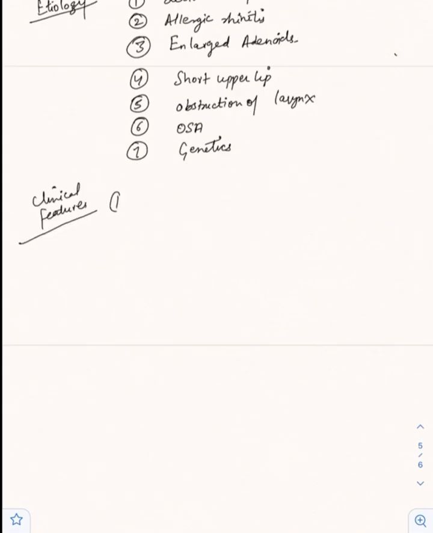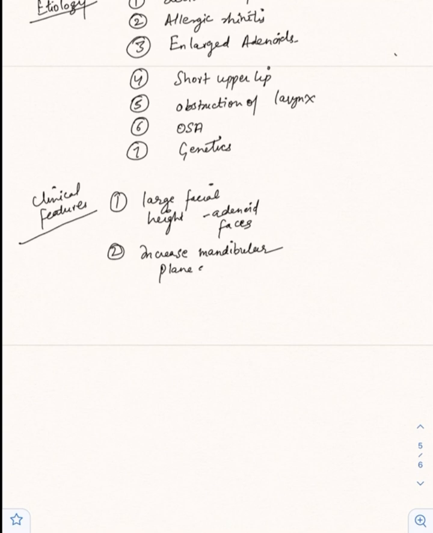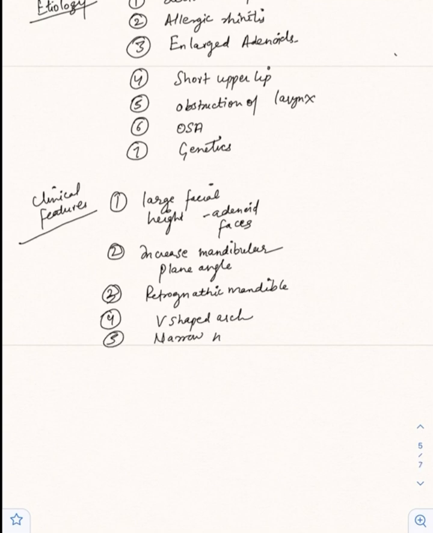Now coming to the clinical features, the typical feature of a mouth breathing patient is large facial height. They will have typical adenoid faces, large faces with a high arch palate and narrow nostrils, dull mask-like face, sunken eyes, protruded upper lips. Then increase in mandibular plane angle, retrusion of the mandible, then V-shaped arch because of the buccal collapse of the maxillary arch and nasal passage.